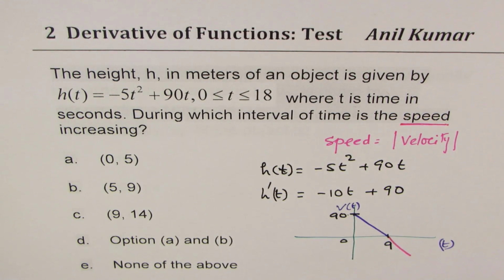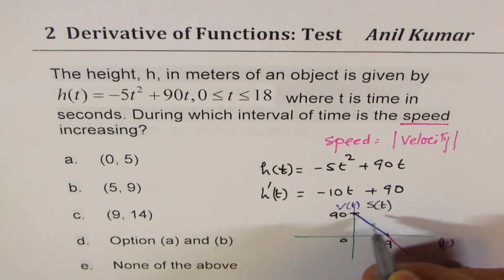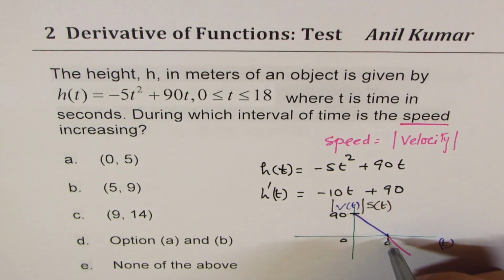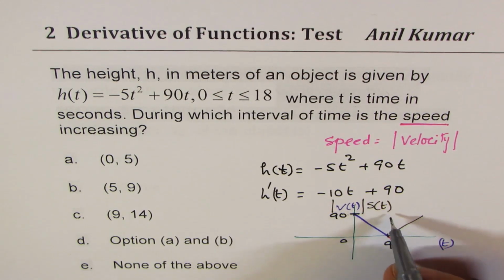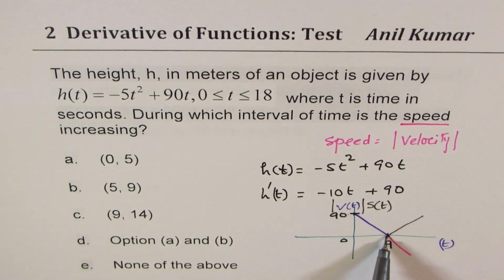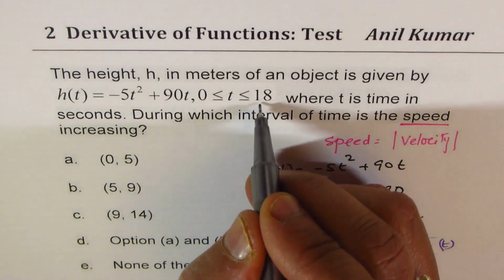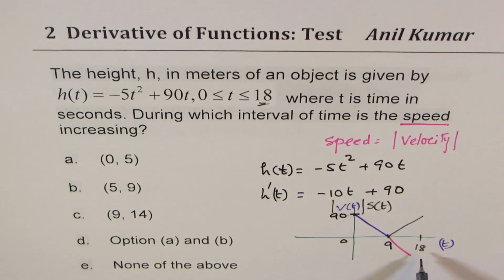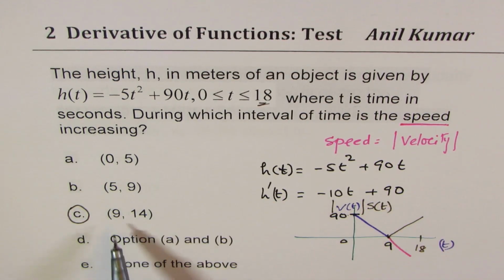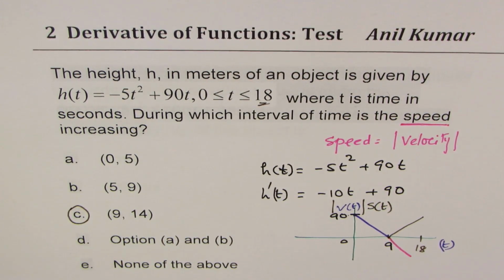So if I have to sketch speed, which is the magnitude of velocity, I'll have to draw a curve like this. Do you see that? Clearly, you can see that the speed decreases in the first 9 seconds and increases thereafter up to 18 seconds, right? So the option which fits in is option C. Speed increases from 9 to 14 seconds, right? That's the solution.